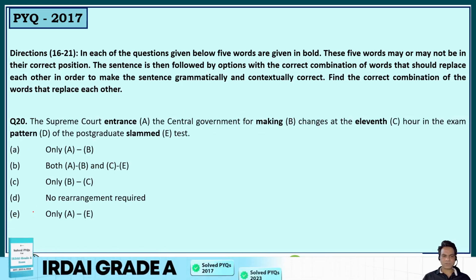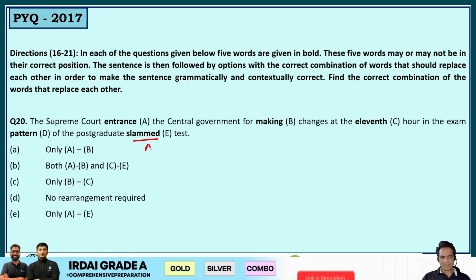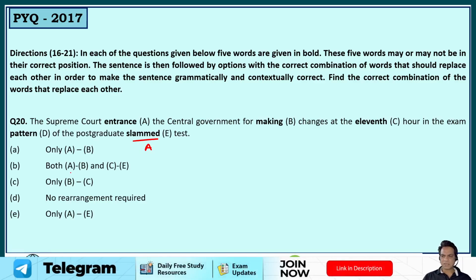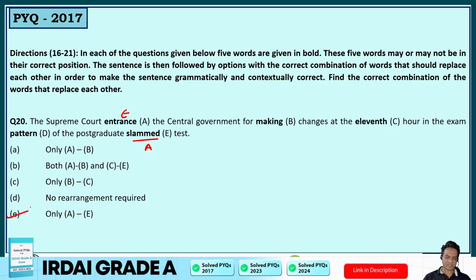Next question, guys. The Supreme Court slammed the central government for making changes at the 11th hour, at the last minute, in the exam pattern of the postgraduate entrance test. So again, A with E, option E is your correct answer.